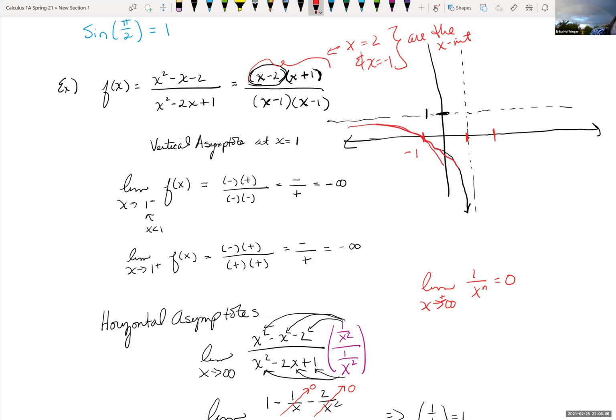Like this. And I can find my y-intercept. I can even get closer. Let x equal 0, I would get negative 2. Get the idea. And then it crosses here. It looks like this.